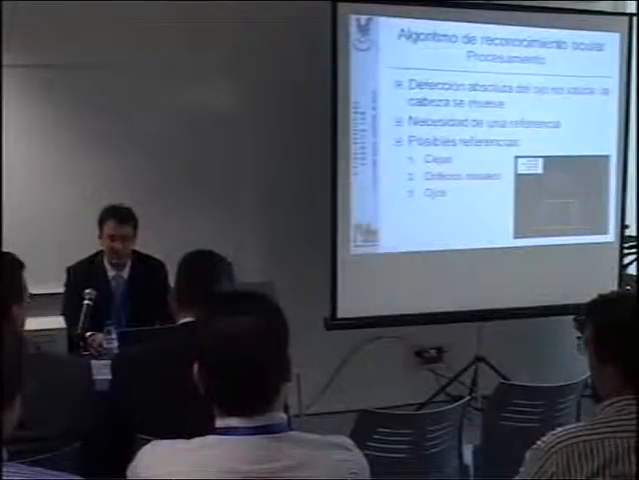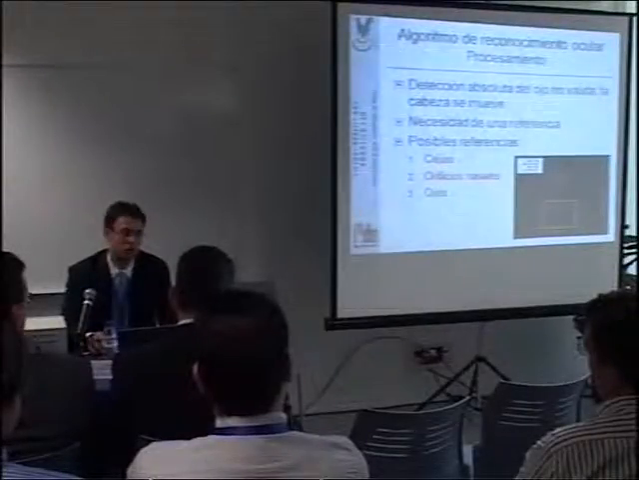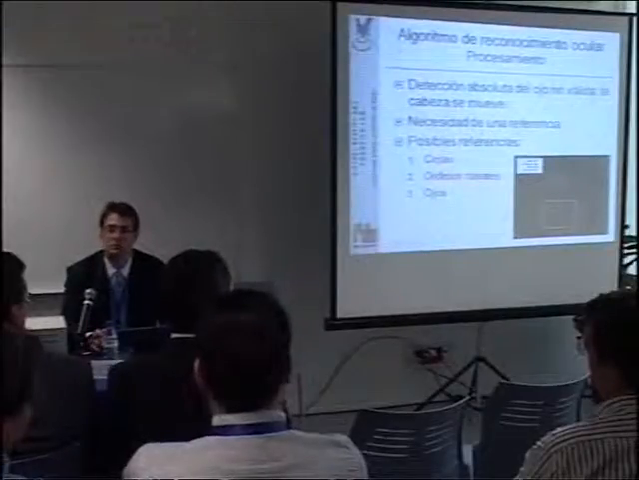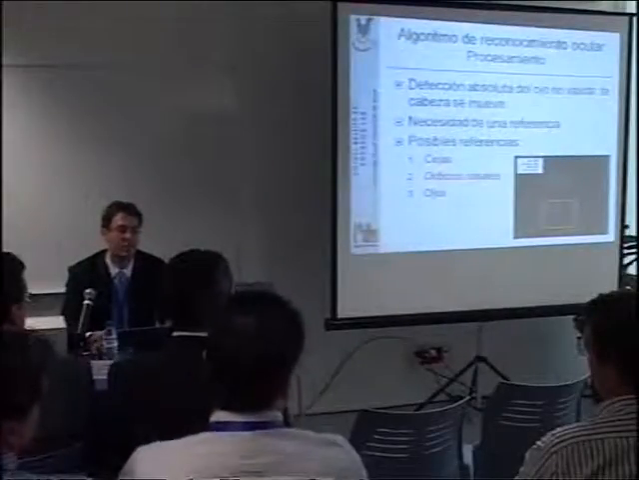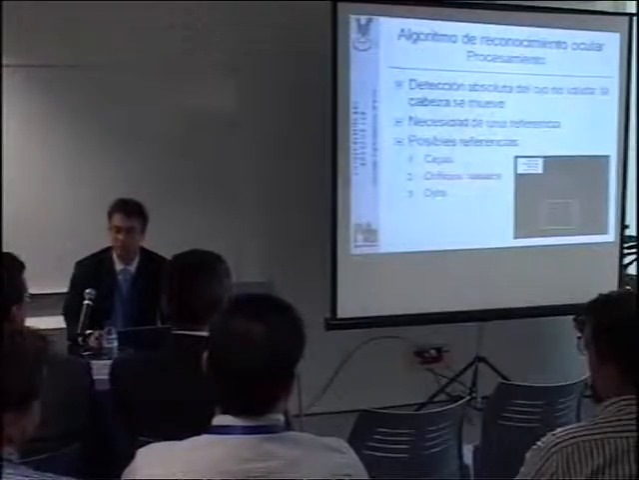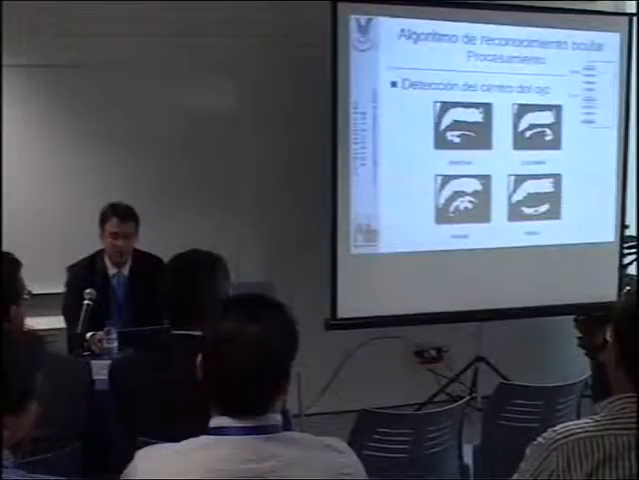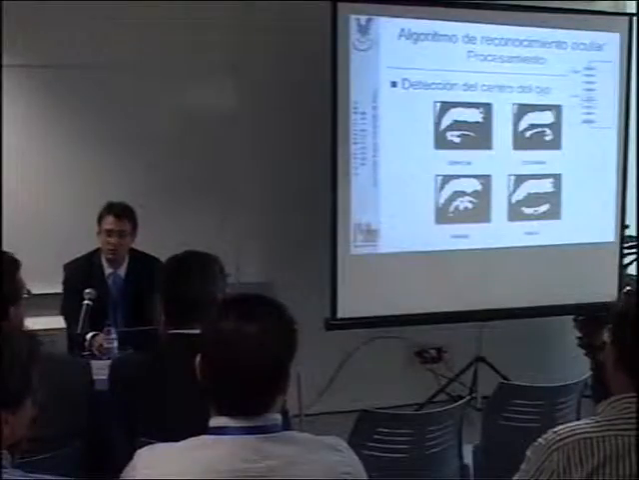We have seen that the best results are obtained if the references are nearer to the eye. For instance, the place near the eyelids, in this case, that's what helps us when the eye moves, or the eyebrows as well. How can we detect the center of the eye?